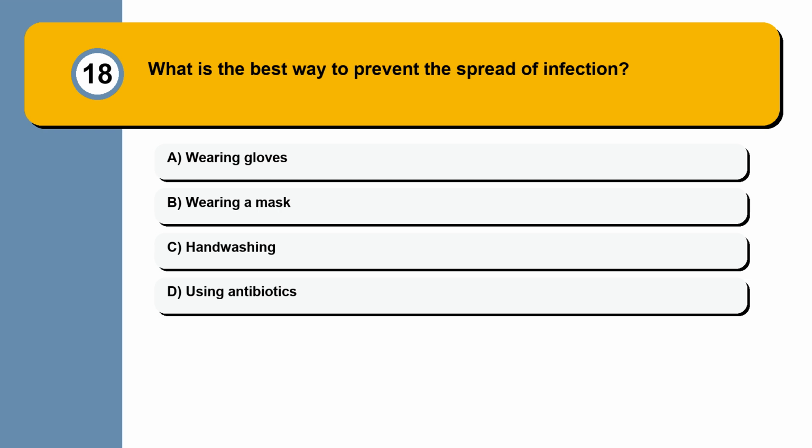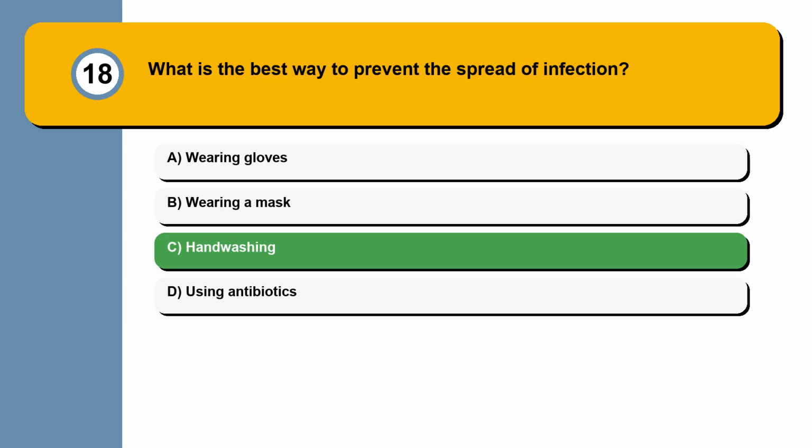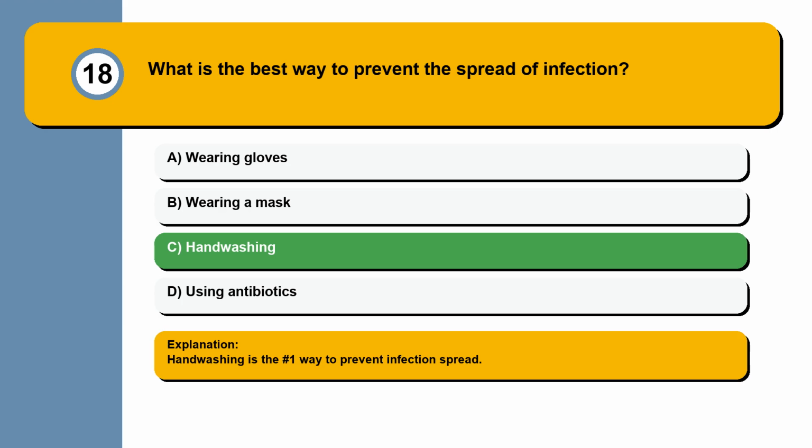Question 18. What is the best way to prevent the spread of infection? Wearing gloves. Wearing a mask. Hand washing. Using antibiotics. Hand washing is the number one way to prevent infection spread.